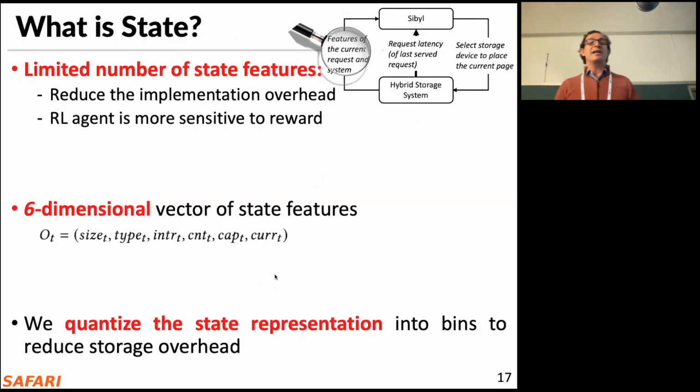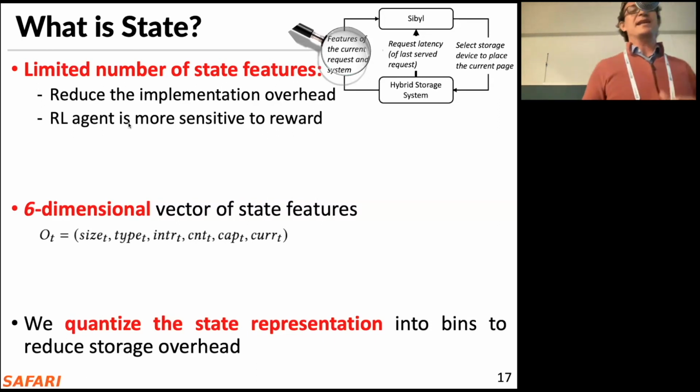For every reinforcement learning agent, you need to define a state. State is important because there are a lot of state features that you can examine, right? You can potentially examine everything in the system, but you need to do some feature selection. A limited number of state features is usually good in the sense that it reduces the implementation overhead because you need to keep track of these features. And we find that our RL agent is more sensitive to the reward function, but there's some dependence between the reward and the state, clearly.